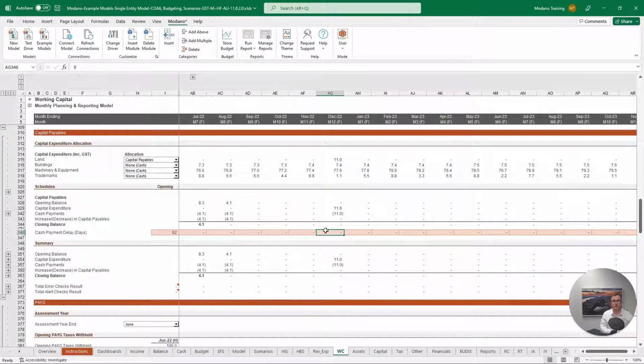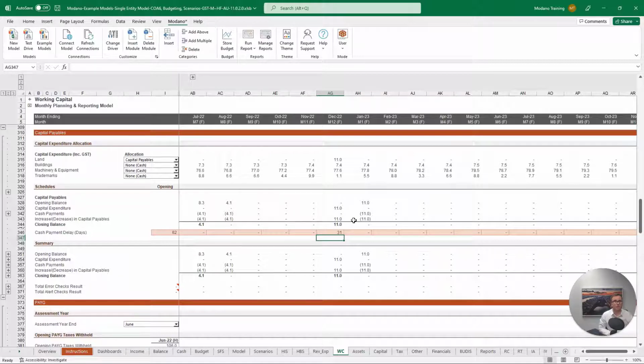After a certain number of days, our cash payment delay assumption, each invoice is then paid. For example, if we assumed a 31-day delay for the month of December 22, when I enter our assumption, we'll see that our entire balance is then paid off in January 2023. The first invoice that was received on December 1st is paid 31 days later on the 1st of January. The invoice received on the 2nd of December is then paid 31 days later on the 2nd of January, and so on.